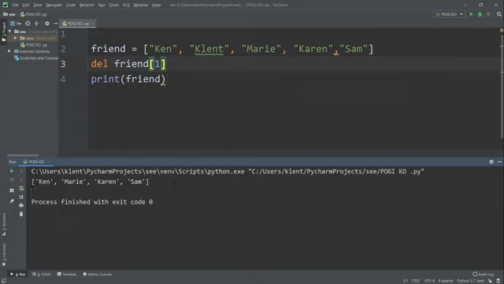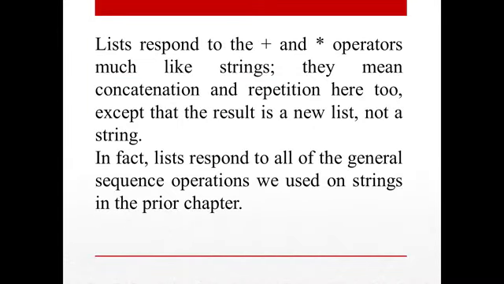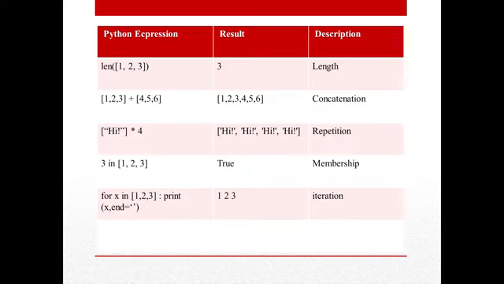So, those are the basics of working with lists. Basic list operations: lists respond to the addition and multiplication operators much like strings. They mean concatenation and repetition here too, except that the result is a new list, not a string. In fact, lists respond to all of the general sequence operators we used on strings in the prior chapter. Here are examples of basic operators in lists.